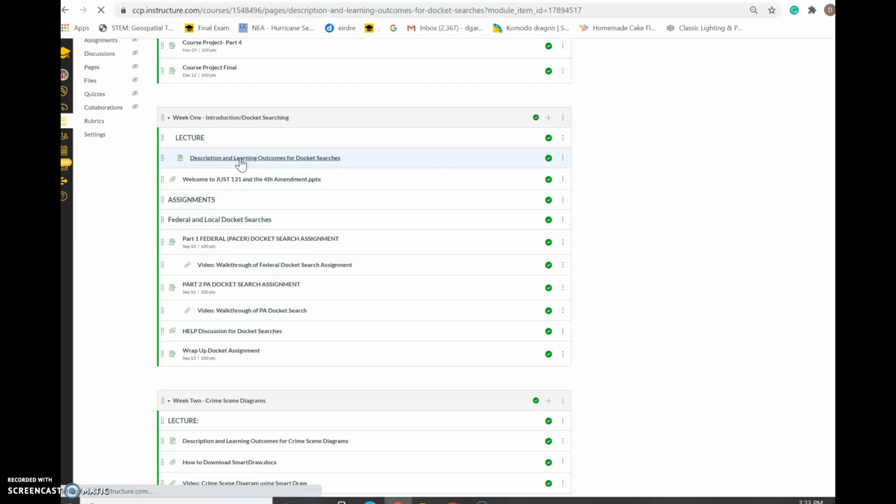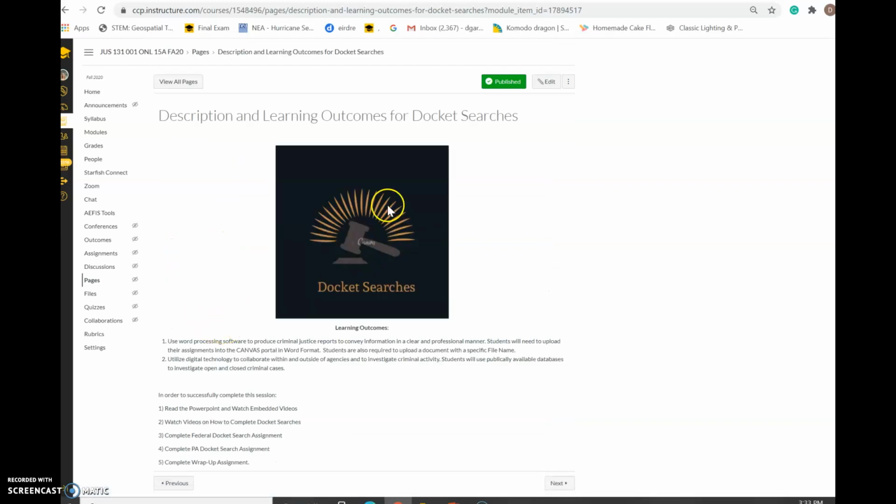So when you open it up, it'll just tell you here it is. Here's docket searches. This is what we're going to do. We're going to use word processing software to produce criminal justice reports, and we're going to do 2 docket searches, and then we'll have a wrap-up assignment. And we're going to utilize the digital technology, so we're going to utilize the docket website both at the federal level and at the state level.